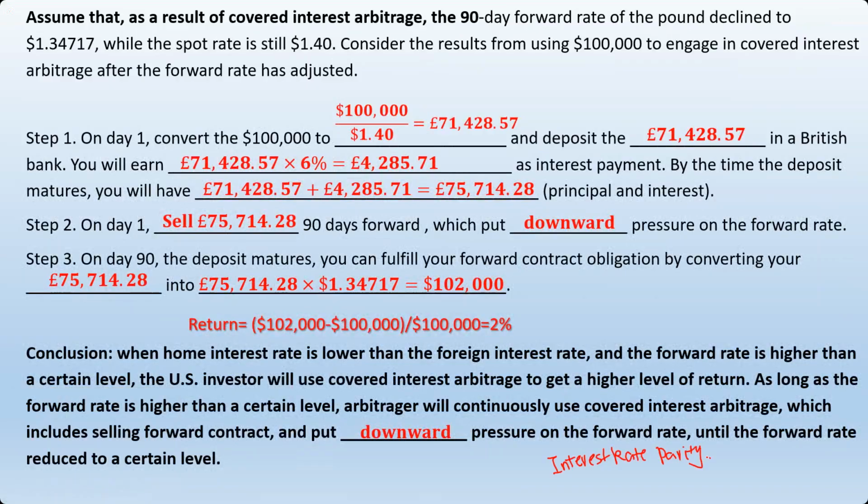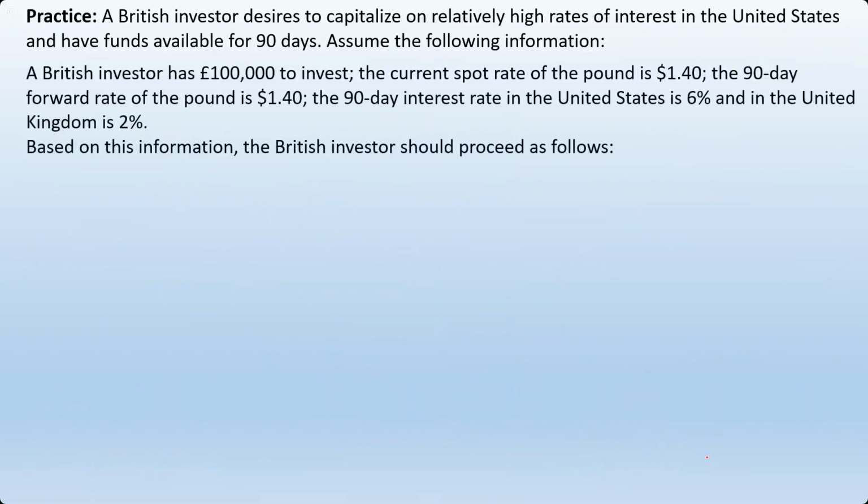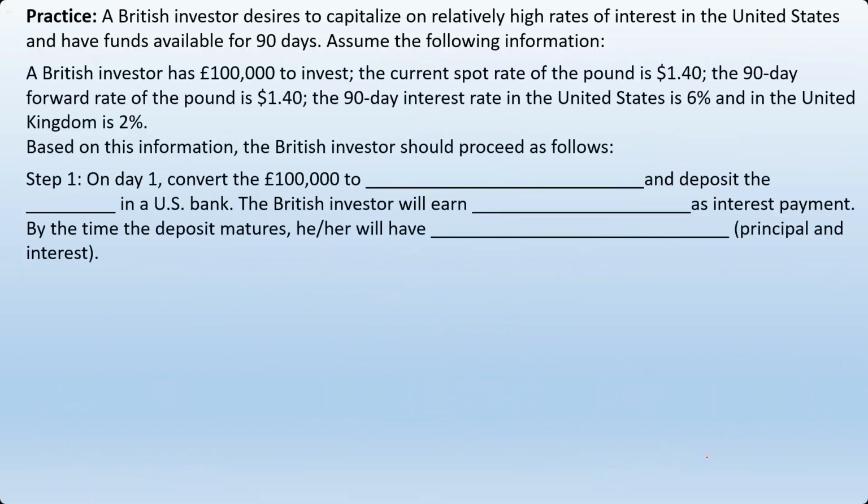And the interest rate parity is that if we conduct the covered interest arbitrage, we get the same return. Okay. So let's look at the British investor. Right now you have British pounds. The current spot rate is 1.4 and the 90-day forward rate is 1.4. The US interest rate is higher, 6%. The UK interest rate is lower.